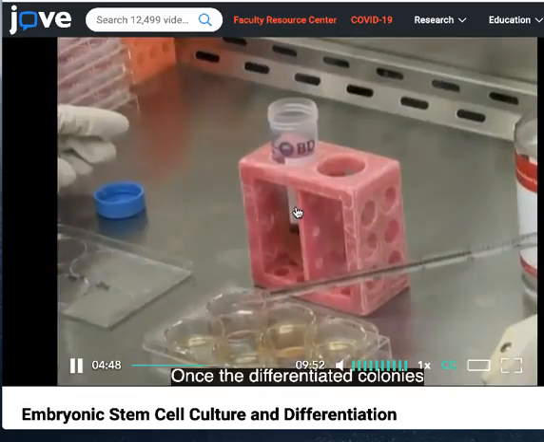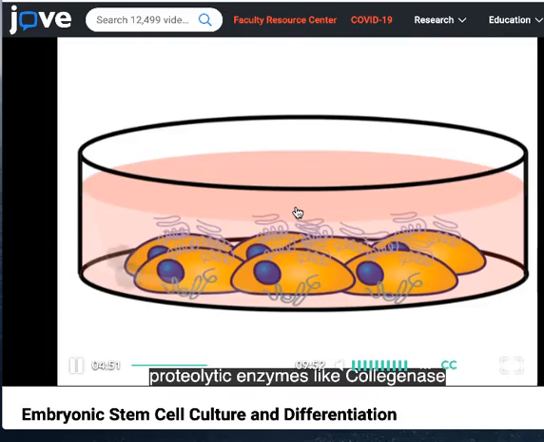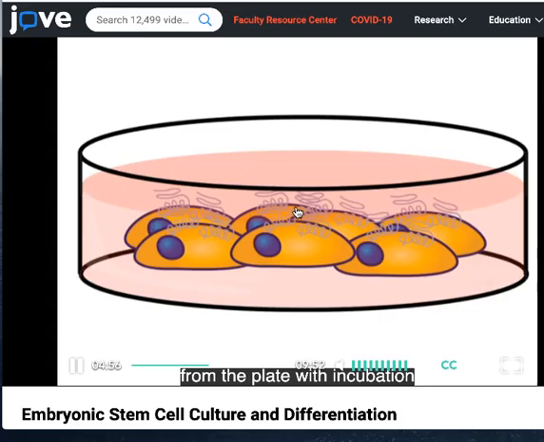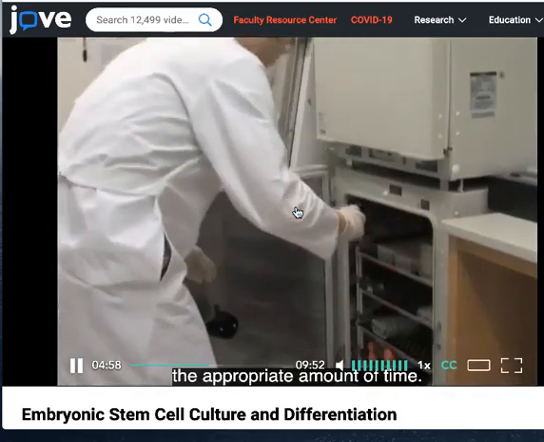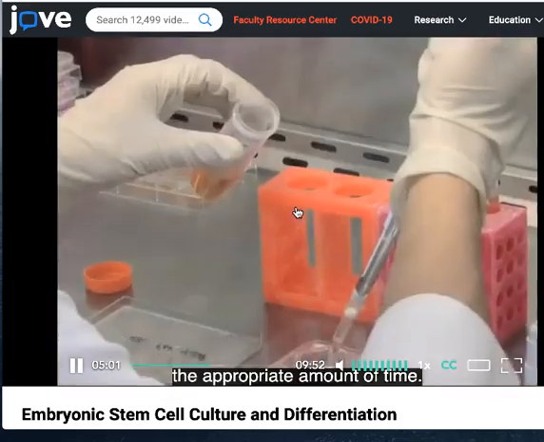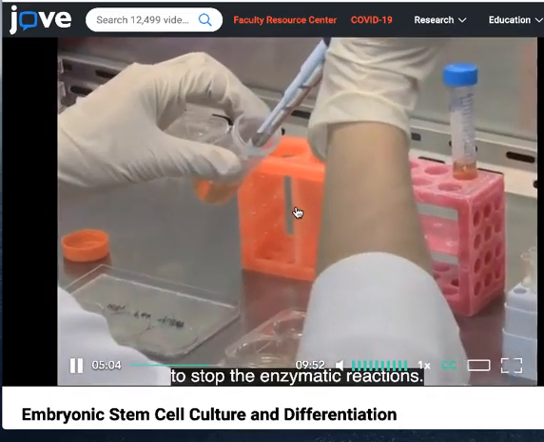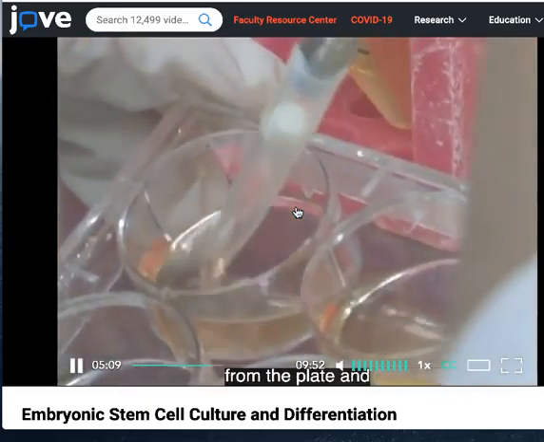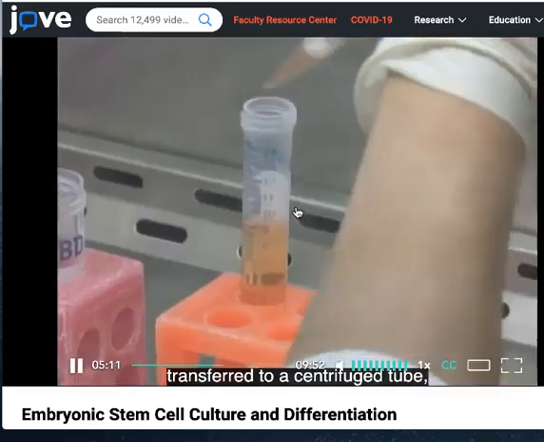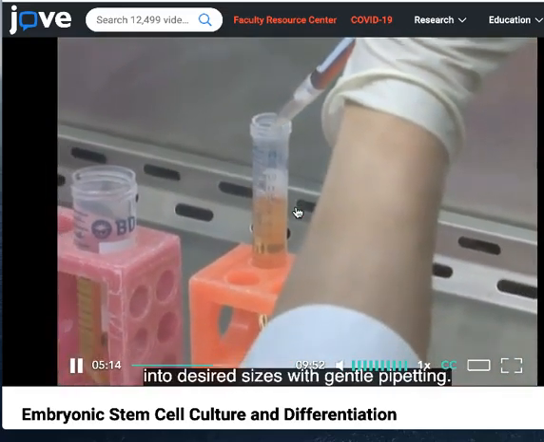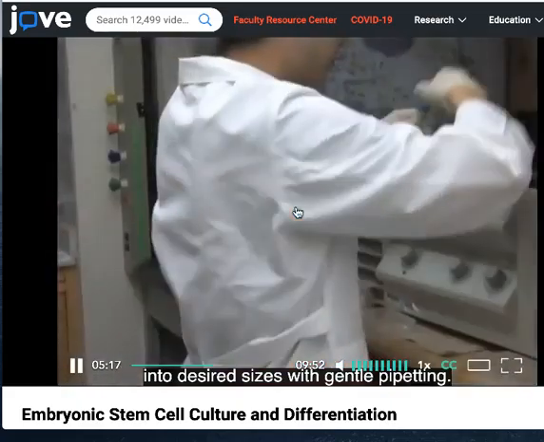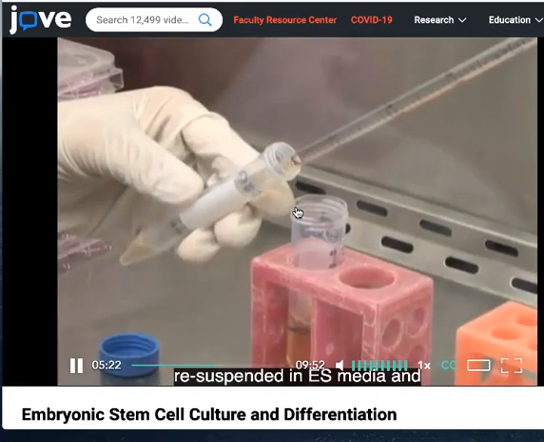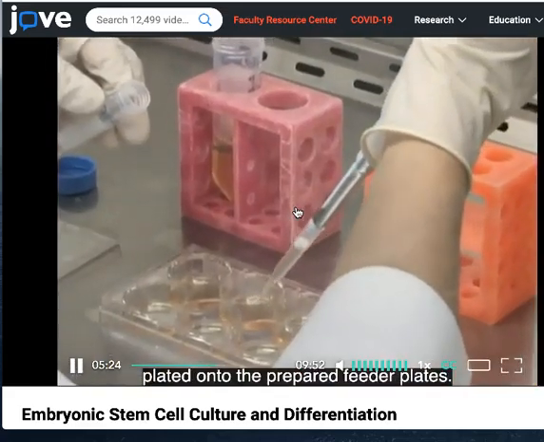Once the differentiated colonies have been cleaned up, proteolytic enzymes like collagenase are added to lift the cells from the plate with incubation at 37 degrees Celsius for the appropriate amount of time. Fresh ES media is then added to stop the enzymatic reactions. The colonies are mechanically dislodged from the plate and transferred to a centrifuge tube, where they are broken up into desired sizes with gentle pipetting. The ES cells are collected by centrifugation, resuspended in ES media, and plated onto the prepared feeder plates.